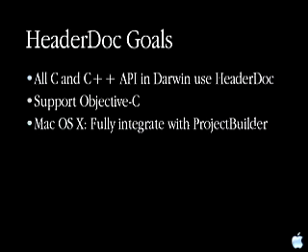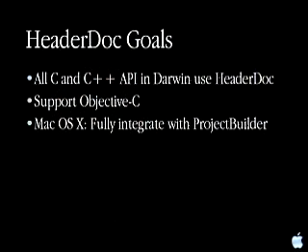So our goals for HeaderDoc. All C and C++ API in Darwin should be using HeaderDoc. If you own, maintain, or contribute to a C or C++ project, start using HeaderDoc today if you're not already. We will then have a universal approach to reference across the system, and it'll be the best for everyone. We really want to support Objective-C, of course.